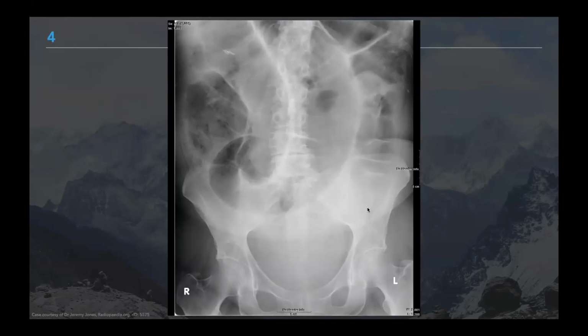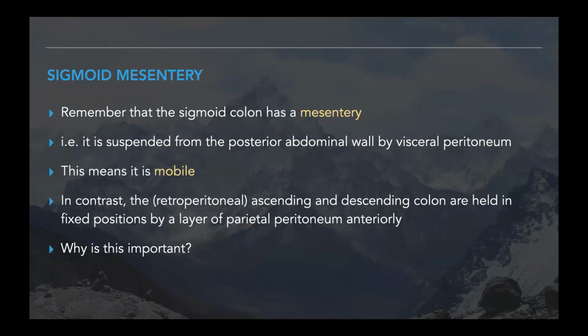So have a think about what the diagnosis might be. This does give the game away a little bit. Remember that the sigmoid colon, as we discussed earlier, has a mesentery. So it's held from the posterior abdominal wall by a double fold of visceral peritoneum. This means it's mobile, so it can flap around a little bit. In contrast, the ascending and descending colon, as we discussed, are held in fixed positions because they're retroperitoneal.